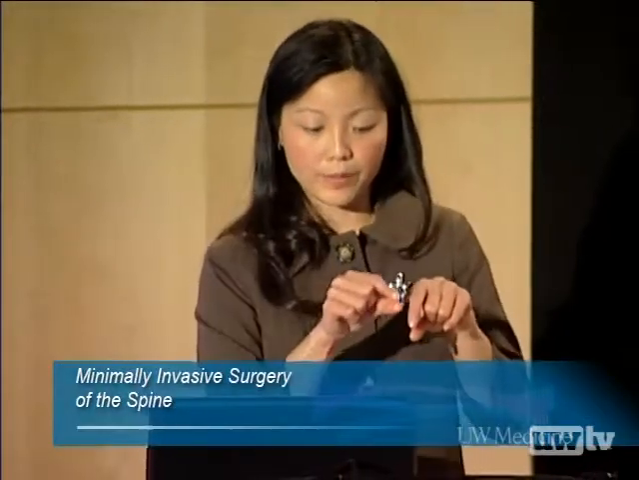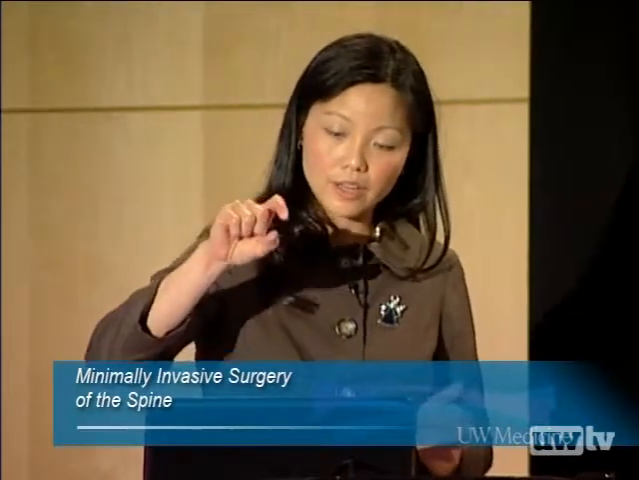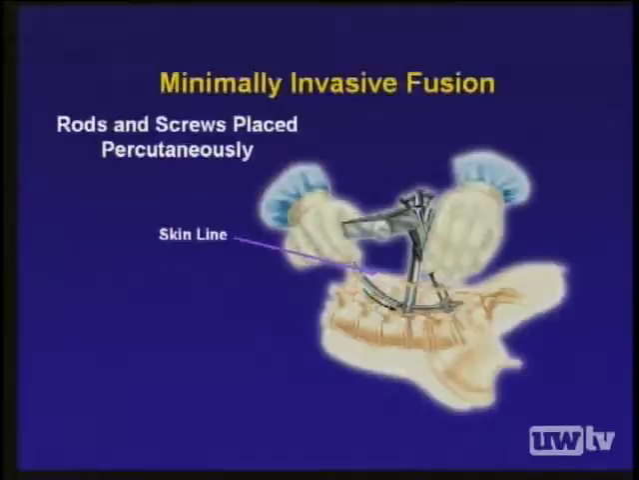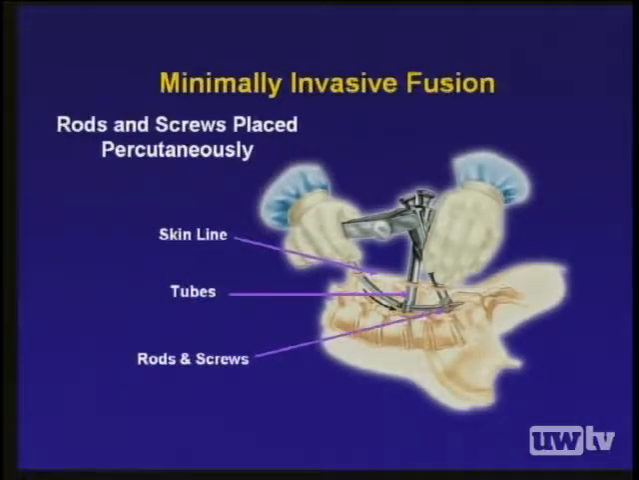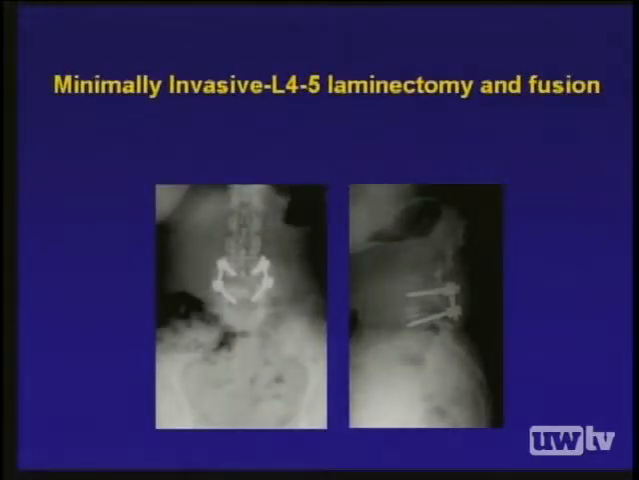and then the screws have to be connected to the rod like Dr. Lee showed you. In the open procedure, we lay the rod in, but in this particular procedure, there's a machine that allows you to put the rod through in an arc so you can connect the two screws together. And so you have just the tiniest little skin incision. There's a tube, screws and rod put together. And so this is something you can do.